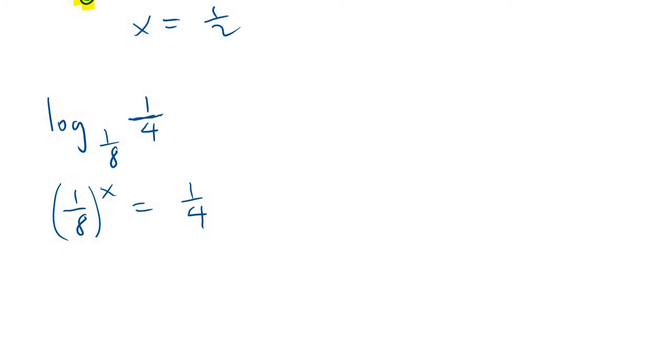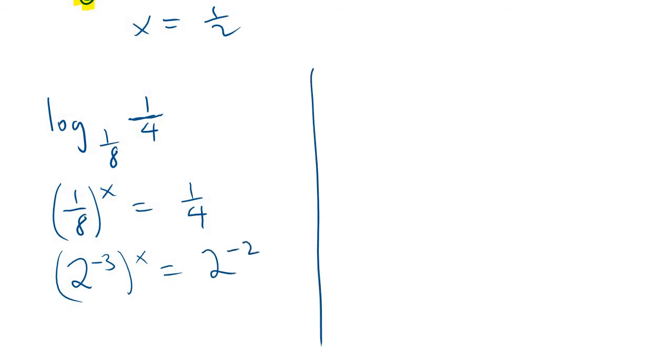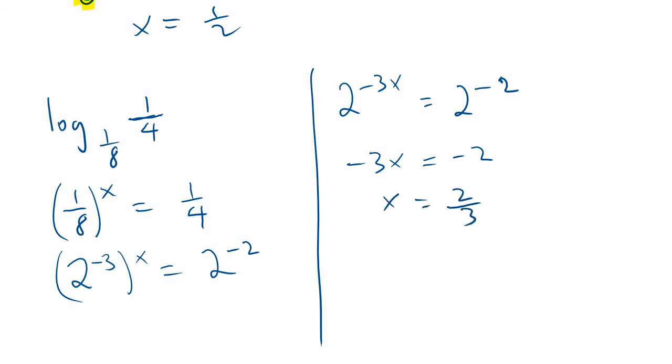Now we cannot use base 4 for 8 because 4 cannot be raised to any power to get 8. But we can use base 2 for 1/8 and base 2 for 1/4. So we write it like this: 2 to the power of -3, that's 1/8, to the power of x, is 2 to the power of -2, because 1/4 is 2 to the power of -2. So now we have 2 to the power of -3x equals 2 to the power of -2. Since the base is the same, we can say -3x equals -2. Dividing both sides by -3 gives us x equals 2/3.